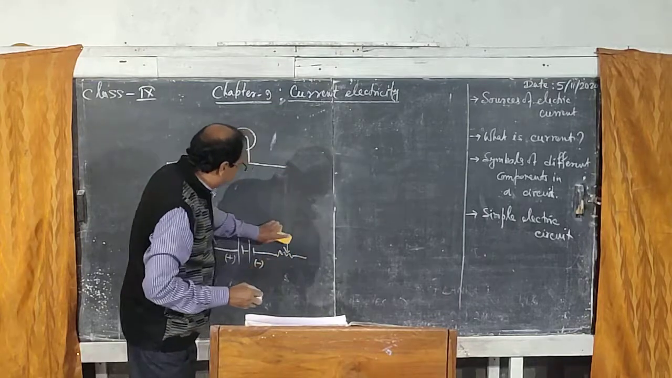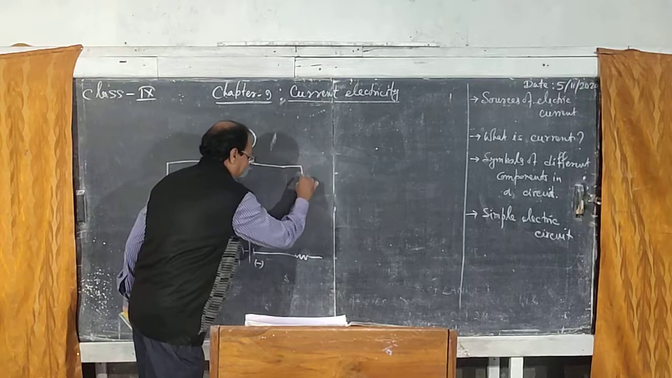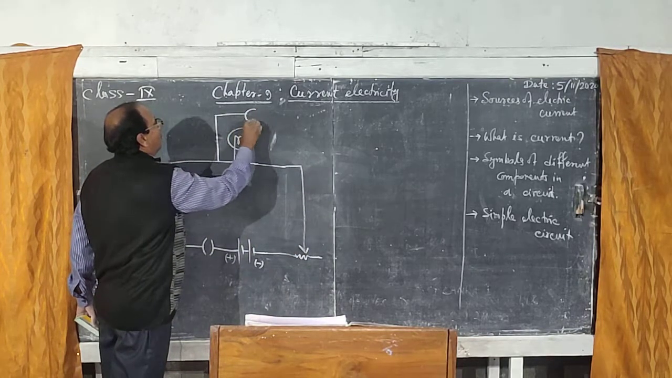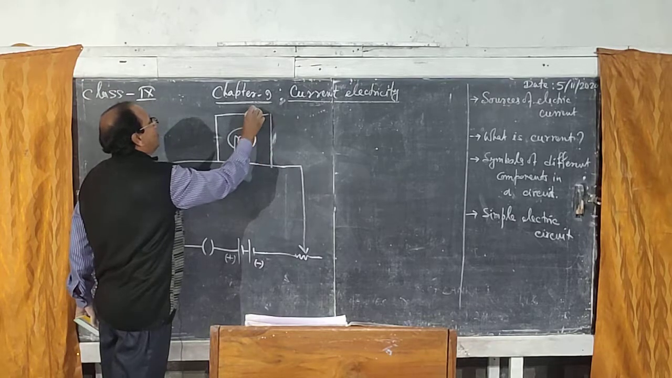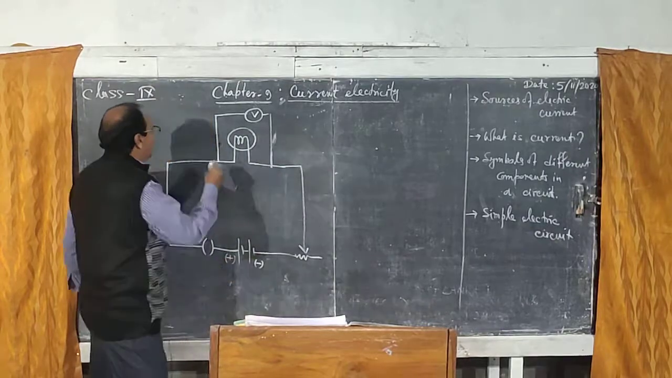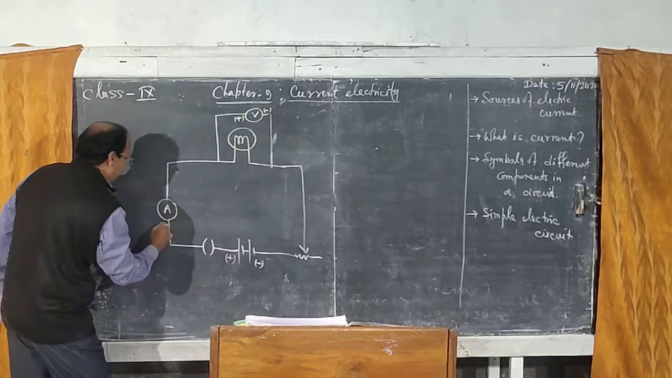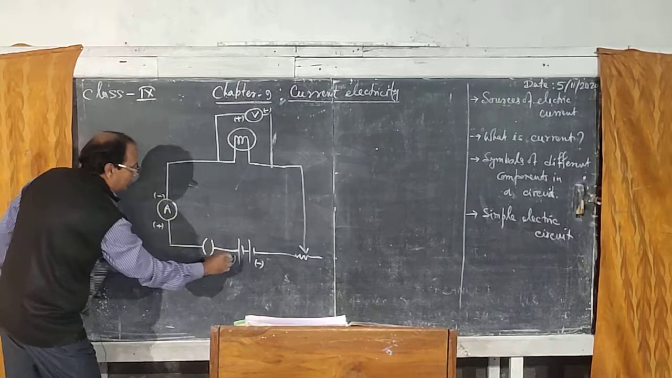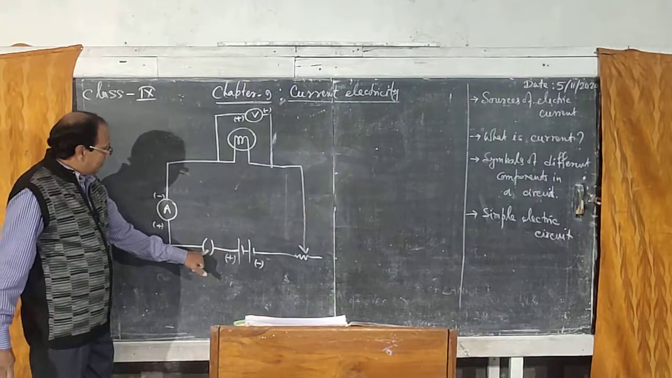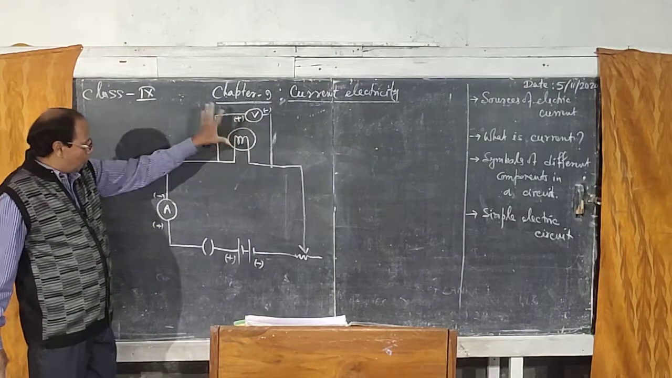Let me do it a little better way. And over here we will keep one voltmeter, to measure the voltage across the bulb or cell. So this is positive terminal, this is negative, positive, negative, positive, negative. Now the switch is in off position. Switch in off position means no current is flowing through the bulb and the bulb is not glowing.